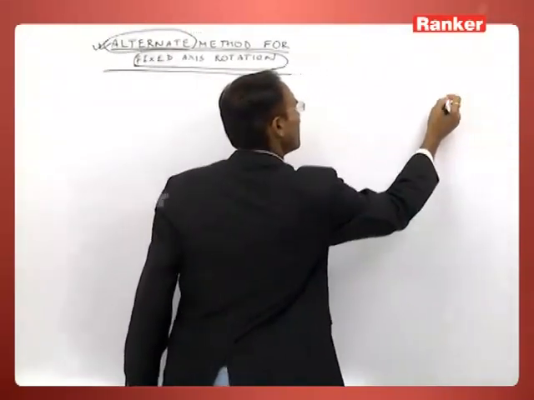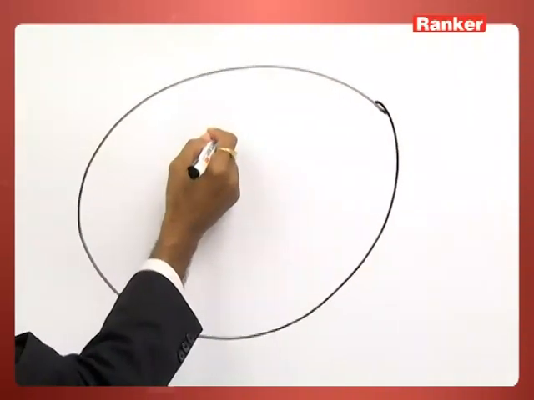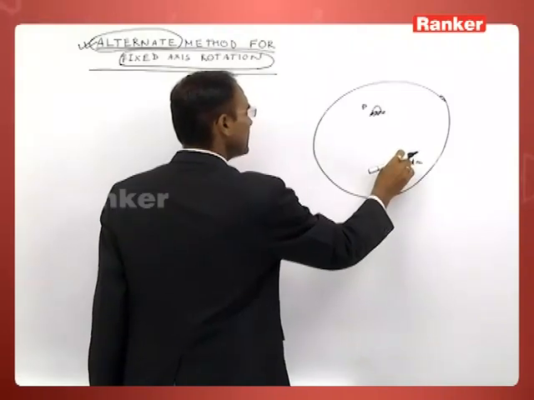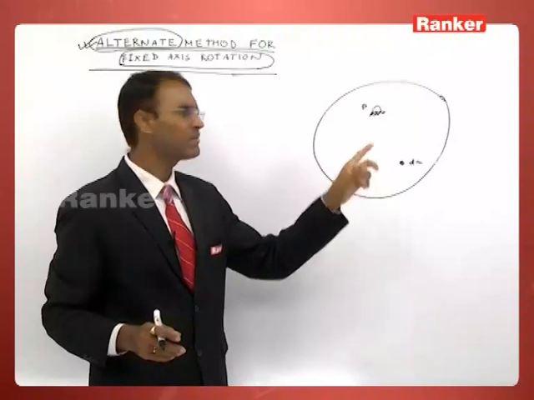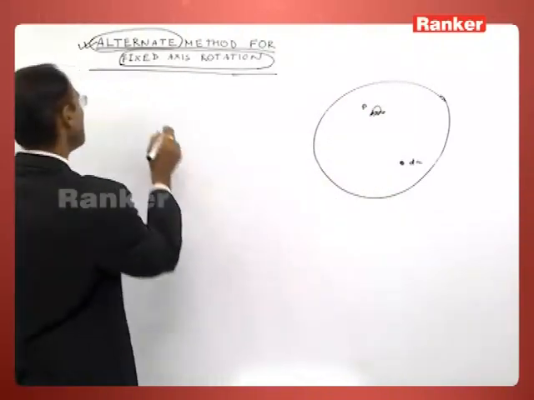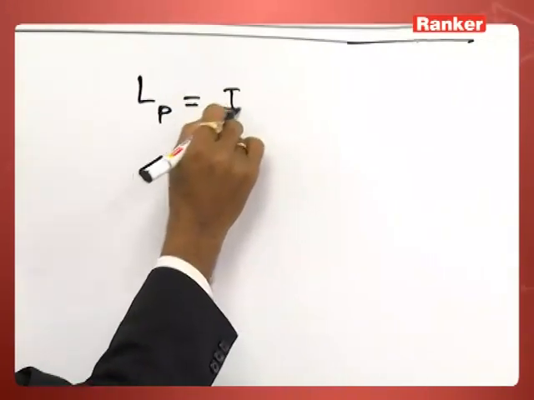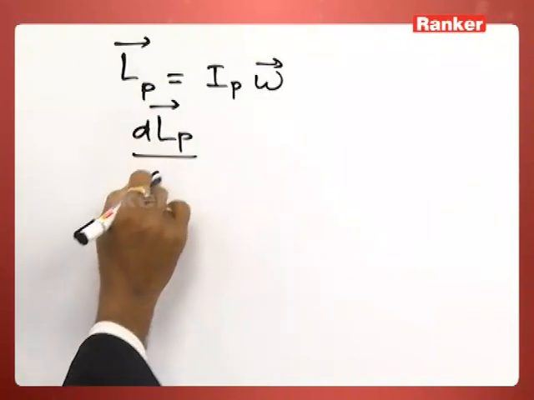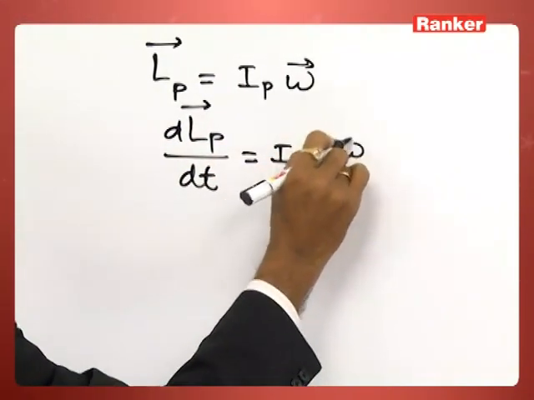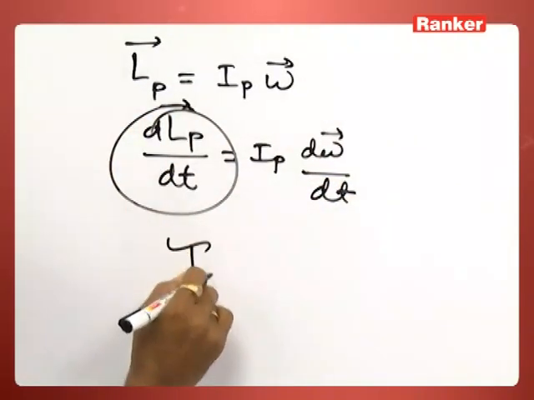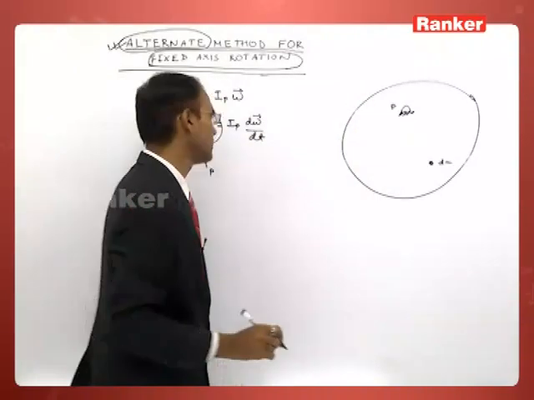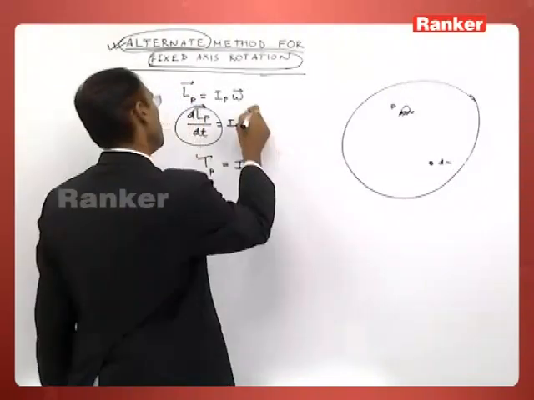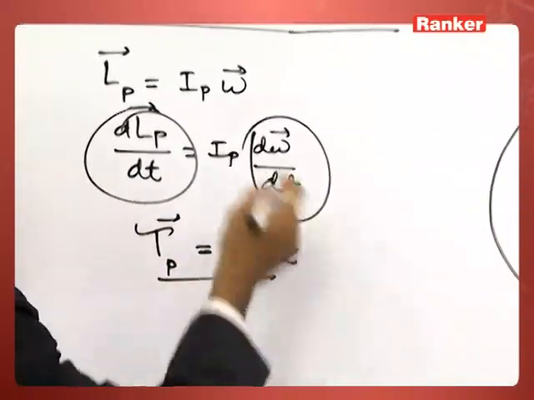Let us take the rigid body, you pivot it here at this point. You take a segment and you calculate the angular momentum of each element about this point, and add it up, and you get the expression L is equal to I_p into omega. Differentiate both sides to get dL/dt is equal to I_p into d omega/dt. And this is equal to the net torque experienced by the object about this point, or axis passing through that point, equal to the moment of inertia of the rigid body about this point into the angular acceleration of the rigid body.